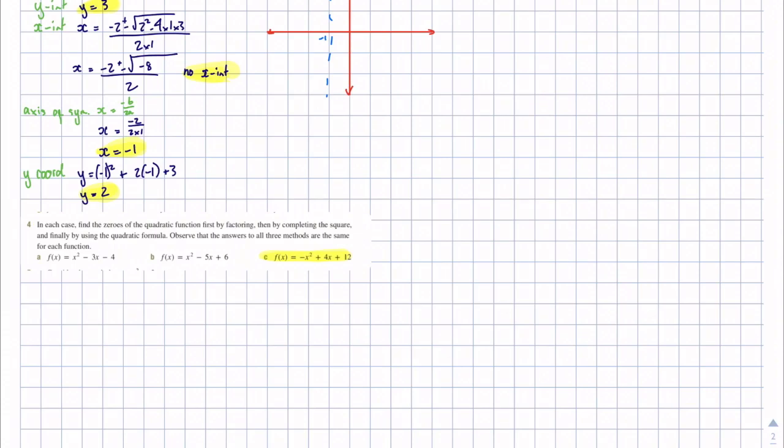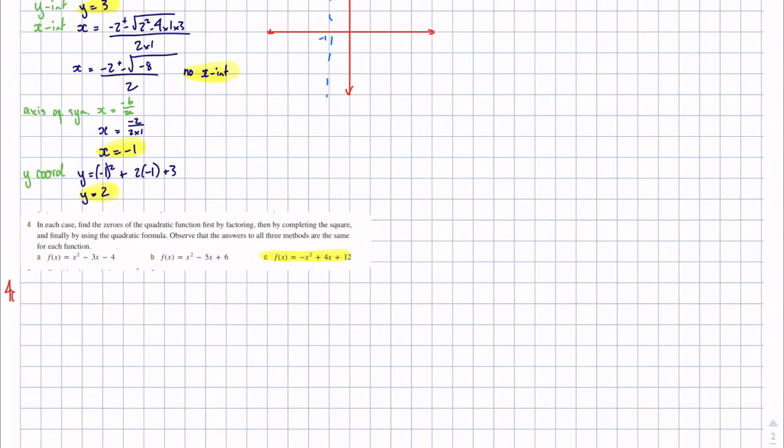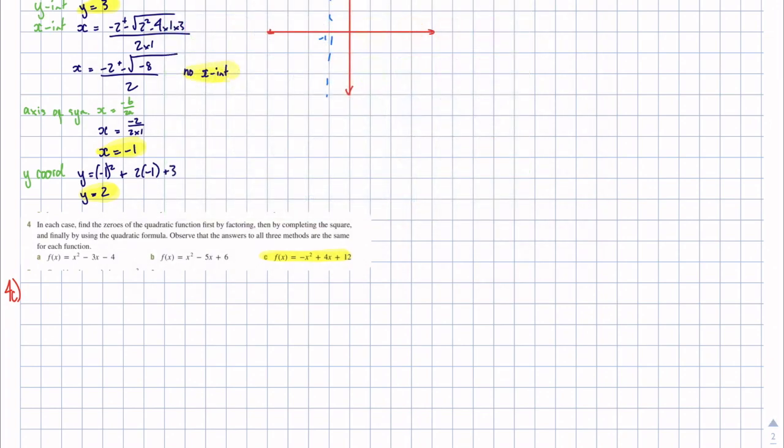Okay, question 4. Question 4 sucks. I'm only going to do 4c because question 4 really sucks. So 4c. The question we've got is f of x, so y, equals negative x squared plus 4x plus 12. And they want us to do it first by factorising, then by completing the square, and then by using the quadratic formula. So this is finding the zero, so the x-intercept.